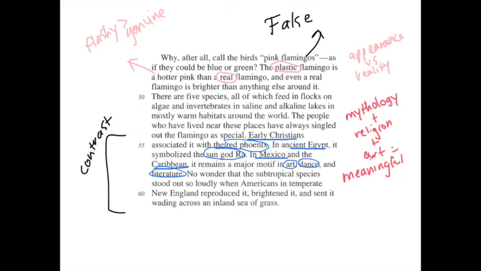whereas for the Christians it's a phoenix, and in Egypt it's connected to religion, and in Mexico it has to do with art, dance, literature. These are all meaningful, substantive things. And yet in America, she finishes her essay with, "the Americans in temperate New England reproduced it, brined it, and sent it wading across an inland sea of grass."